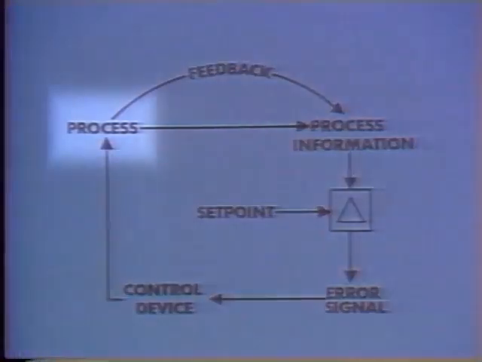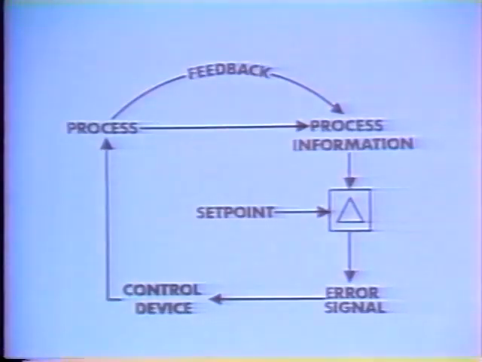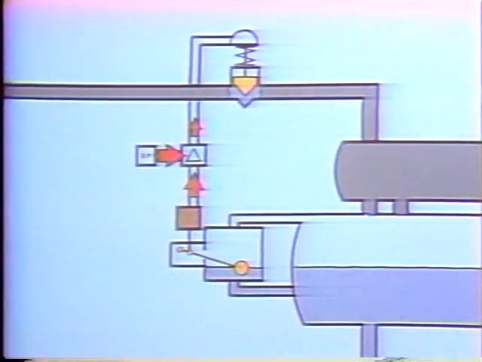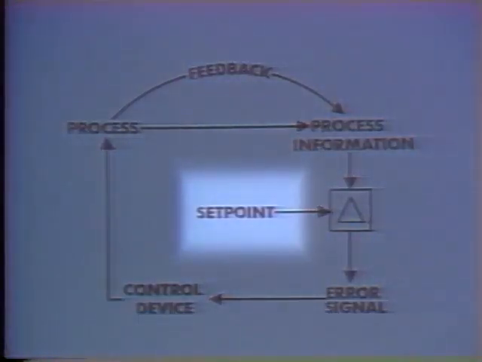First, we have the process that is being controlled. In our example, the process is the storage of feed water. The second element is process information. This usually consists of information about the process variable. In our example, the variable is level, and the information provided is actual level of feed water in the storage tank. The set point is the third element of control.